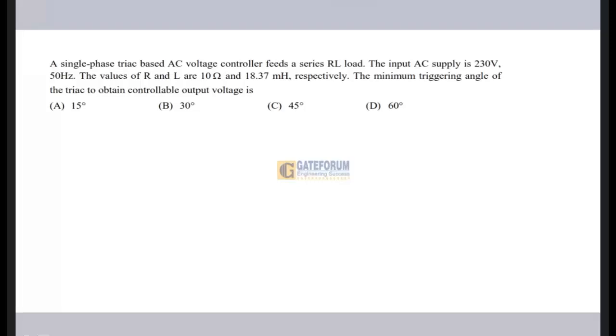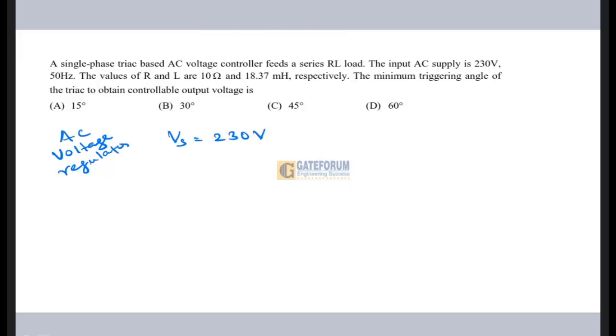Hello students. So this particular question was asked from the power electronics section in your GATE 24 EE. In this question they are asking that a single phase Triac based AC voltage controller feeds a series RL load. The input AC supply is 230 volt. And this is a question of AC voltage regulator. Although it was not included in the syllabus, but still they have asked it for 1 mark question.